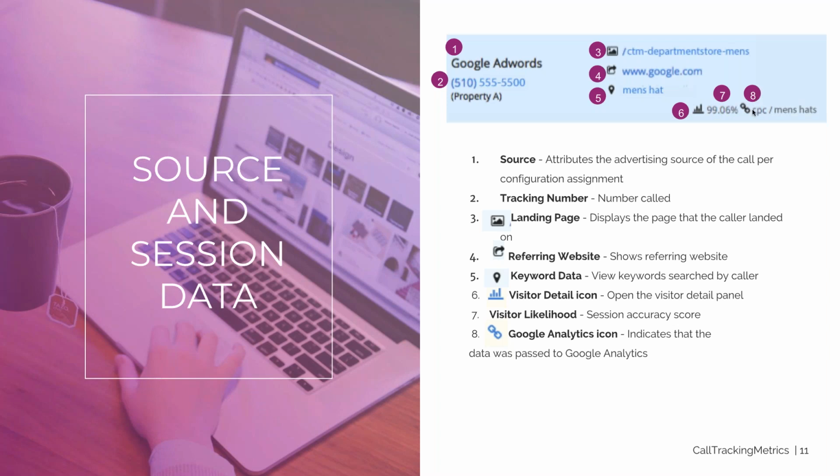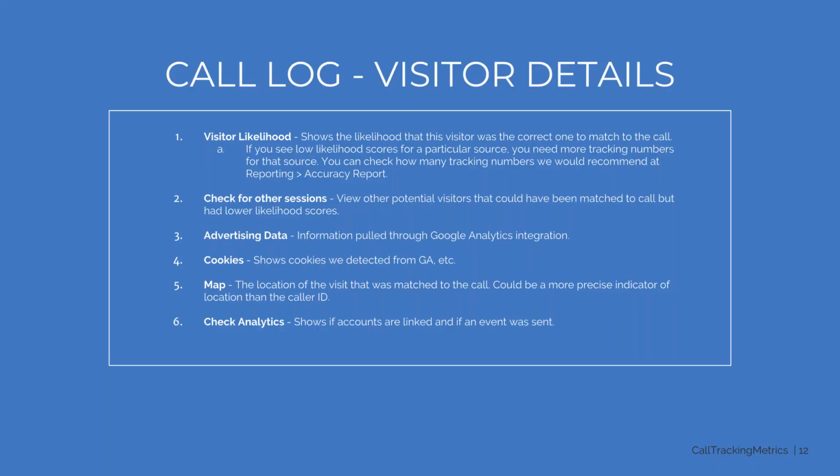And then the last little icon here, I usually call it the link icon. Some people call it the infinity icon. That's indicating that we have sent an event into analytics for this call. And if you hover over it, it'll actually tell you the analytics property where we sent the event. All right, so that's all pretty straightforward. I don't think we need to view that in the call log.